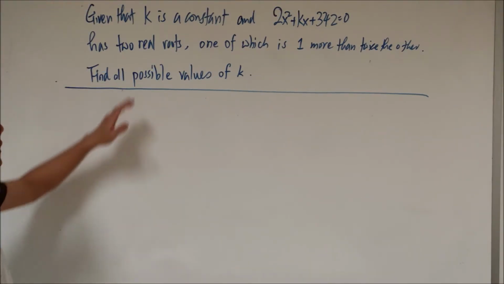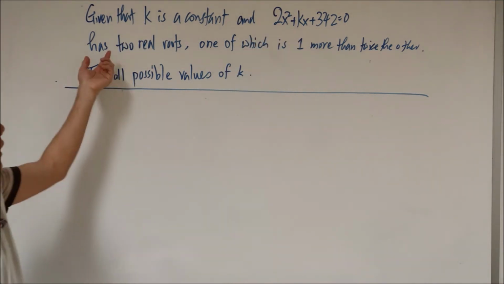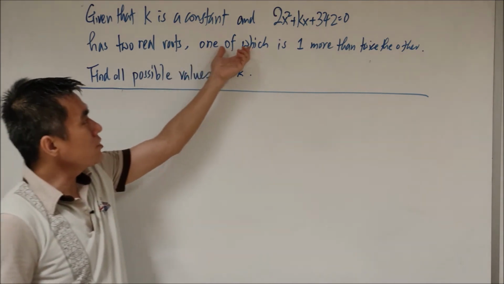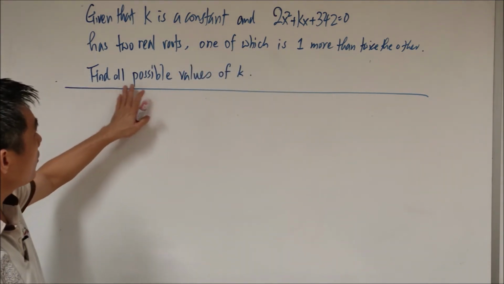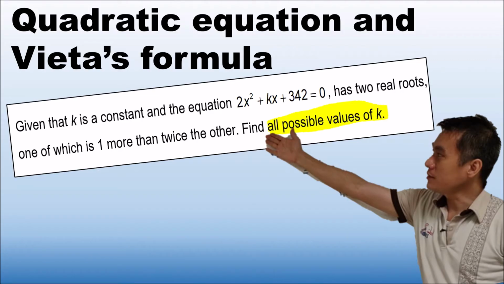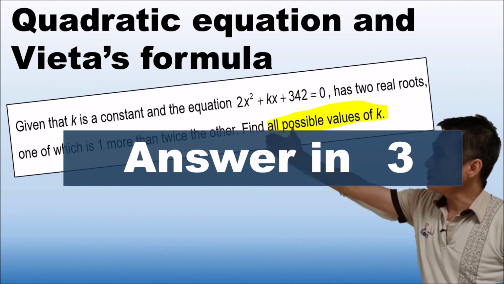For this question, k is a constant, and this quadratic equation has two real roots, one of which is one more than twice the other. Find all possible values of k. Pause the video now if you wish to solve it. Keep watching the video once ready.